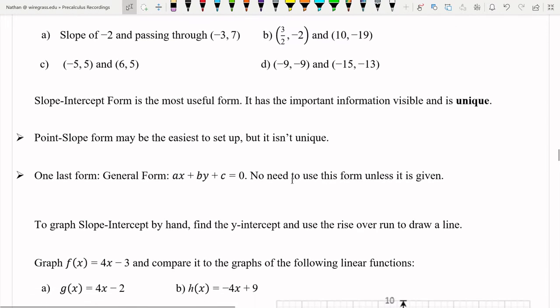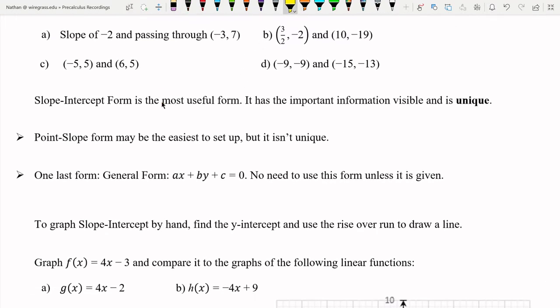Okay, as I said, the slope-intercept form is the most useful form. Okay, as I said also, it's unique, and as I'm going to show you, it has the most important information visible. The slope is right there for you to see, and the y-intercept is a starting point, which is helpful whenever you're looking at these kinds of functions.